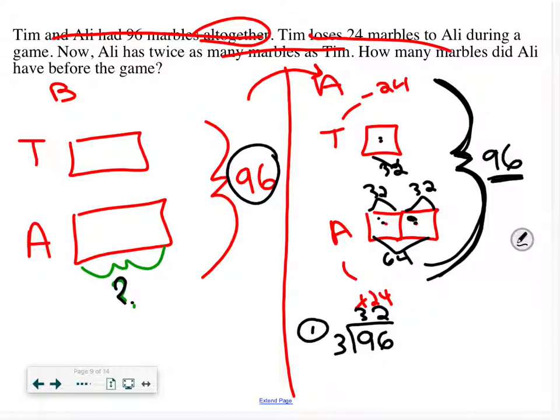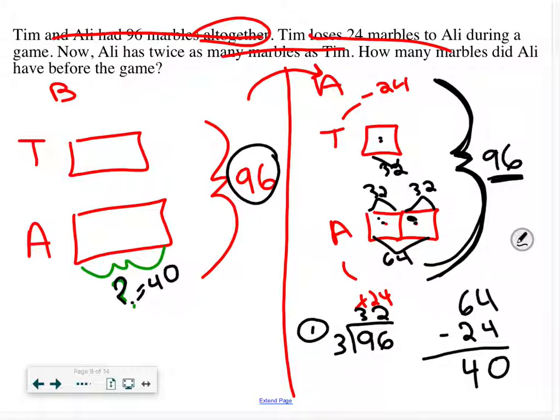Allie has 64 now. Well, let's think about this. How would I figure out, first of all, the only other thing I know is that Tim gave her 24. So I'm assuming that if Tim gave her 24, that means that she had 24 less earlier. So I'm going to take my 64, and I'm going to get rid of whatever Tim gave her, because if I get rid of it, then that's what she started with. And that's 40. That must mean that Allie has 40 to begin with.